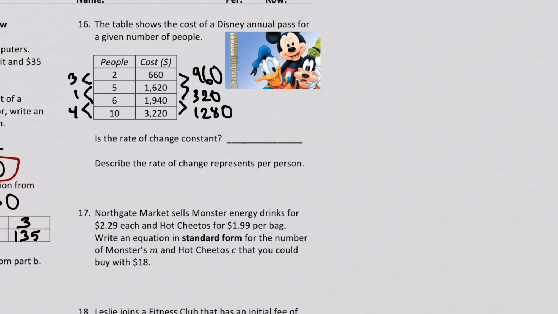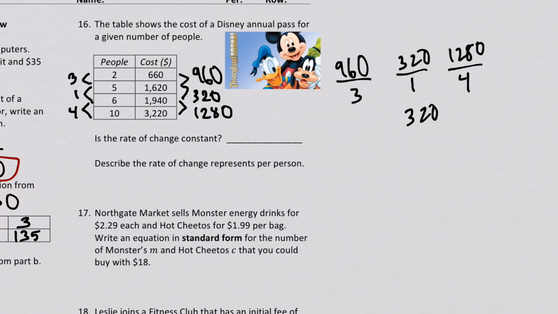And now to find the rate of change, what you do is you're going to make a fraction. Remember, rate of change is change in y over change in x. So 960 over 3. The other one is going to be 320 over 1. And the other one is going to be 1280 over 4. And what you got to figure out is, are they all the exact same thing? Okay, so do those calculations. So for example, this one in the middle, 320 over 1, that's easy, it's just 320, right? So the question is, are the other ones also going to give me 320?